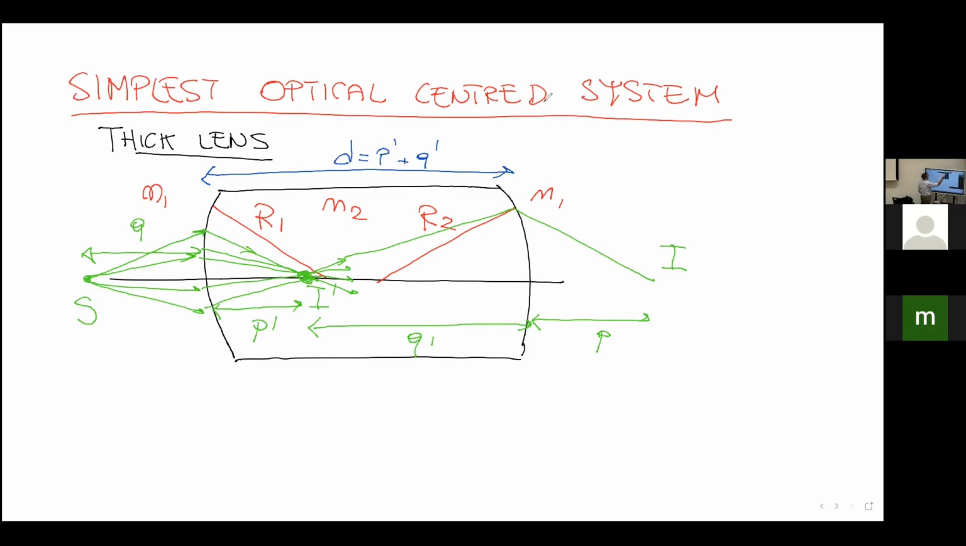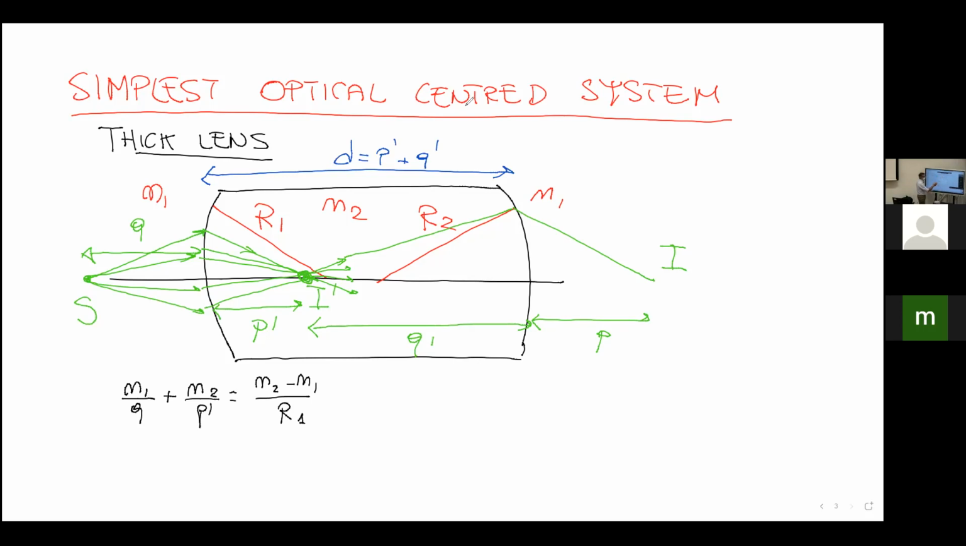Now you can say, okay, I can write the equation for the first diopter, and so I have N1 divided by Q plus N2 divided by P prime. It's equal to N2 minus N1 divided by R1, because this is the radius of curvature of the surface.